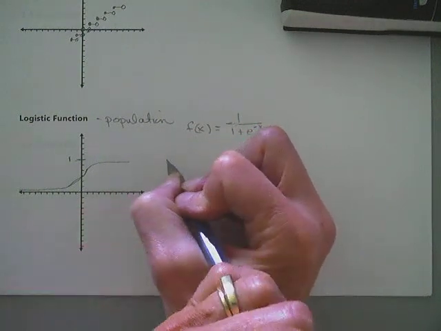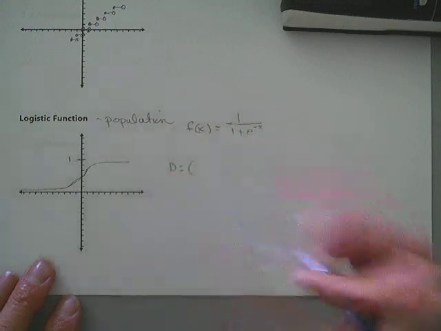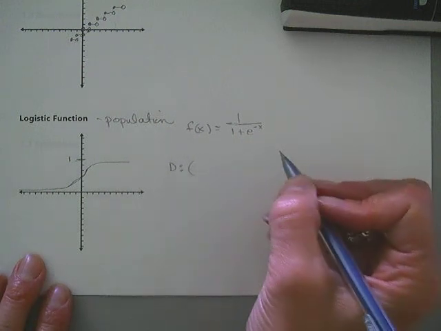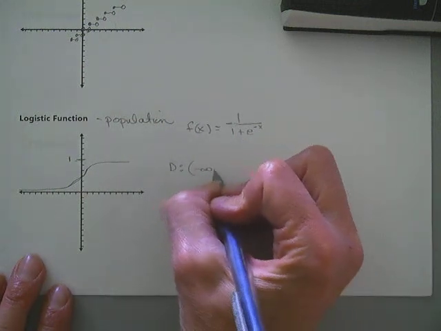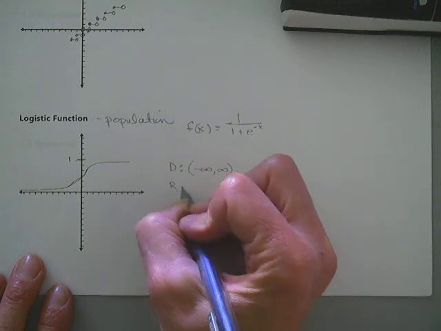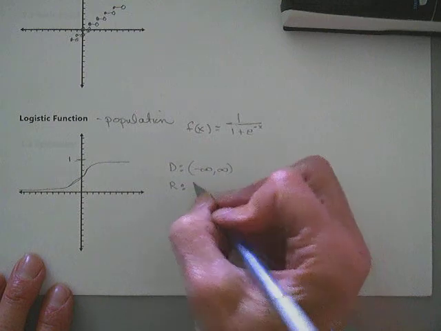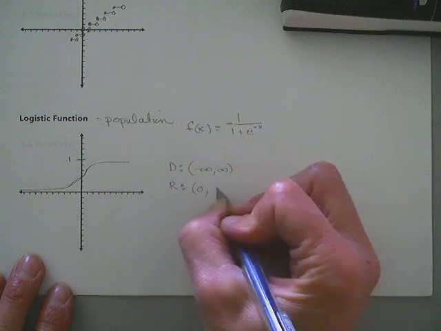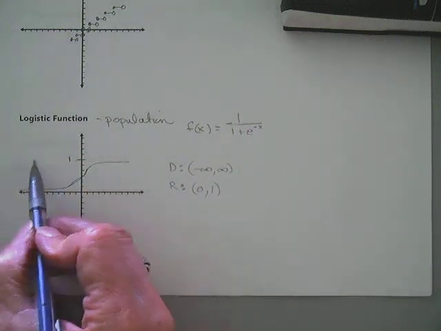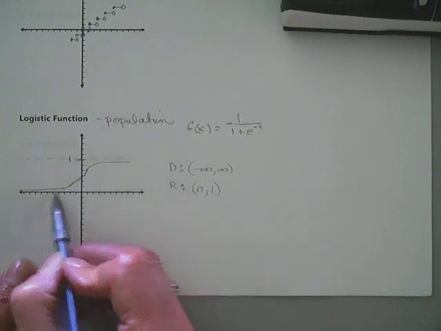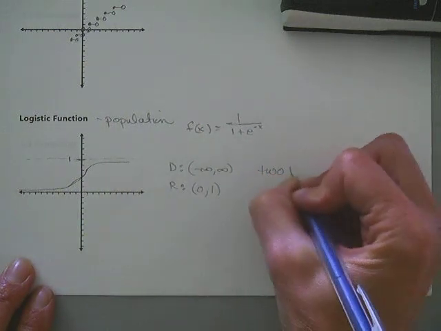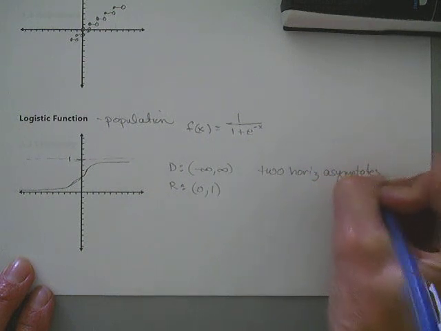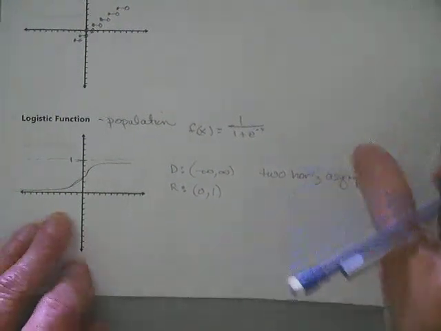All right. What is my domain? What x values work? Human population hasn't maxed out. No, it has not yet. You are correct. What is the domain? Negative infinity to infinity. And what is my range? It goes up to 1. Okay, these two things right here, it has 2 horizontal asymptotes.